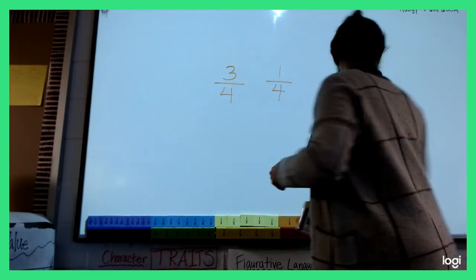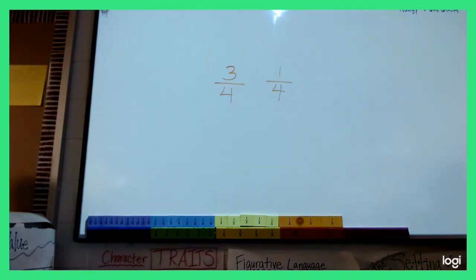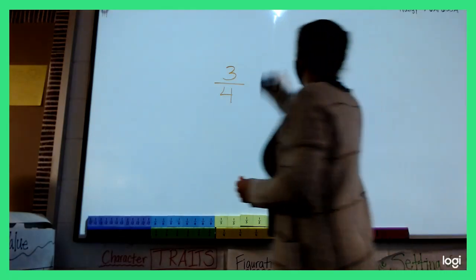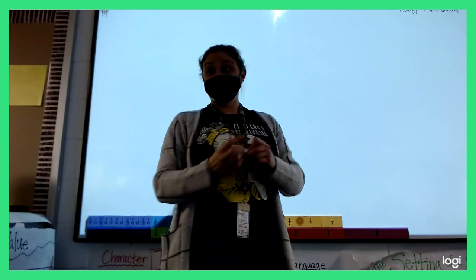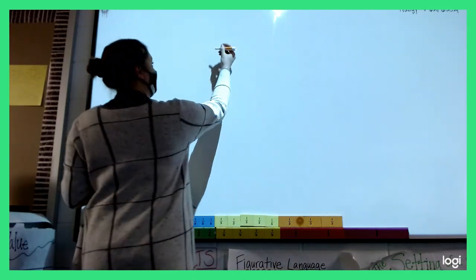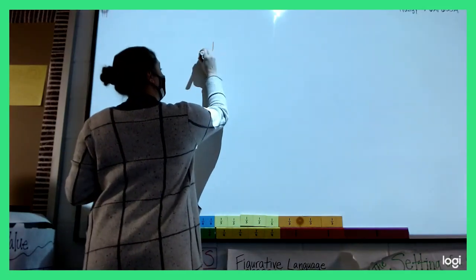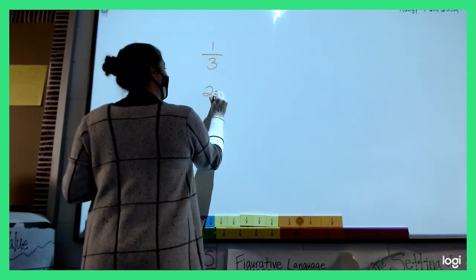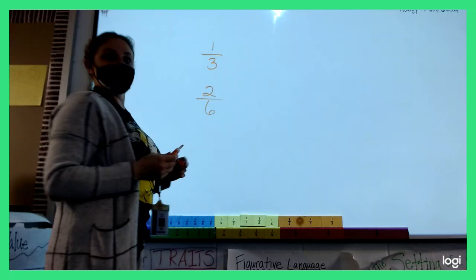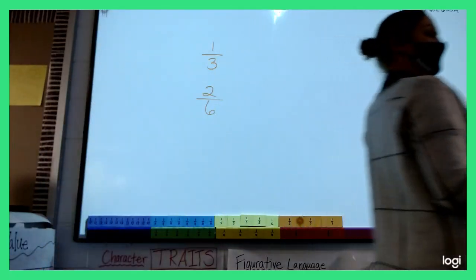Okay, now we're going to practice one like we did yesterday. So when I write, you write with me. Sometimes our denominators are not the same, and you can't just look and compare. You have to do some work. So let's do 1/3 and 2/6. Write that down for me.